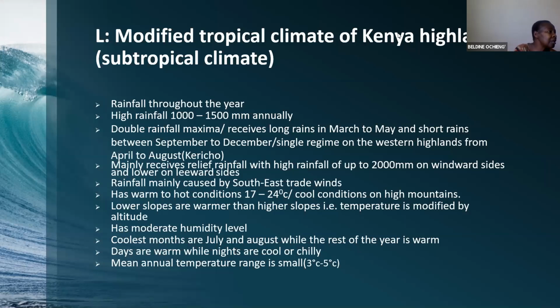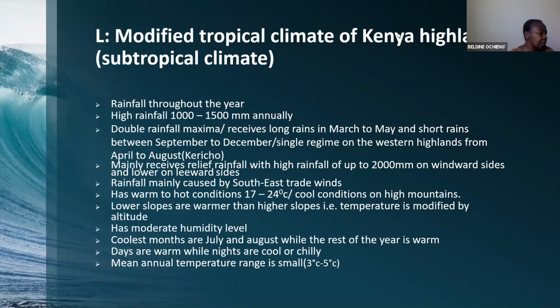Then remember, it is the equatorial region but modified. That is why it is hot, yet we have cool conditions on the mountains. Lower slopes are warmer than the higher slopes. High temperature is modified by altitude. The higher you go, the cooler it becomes. Then it has moderate humidity levels. Coolest months are July and August, while the rest of the year is warm.